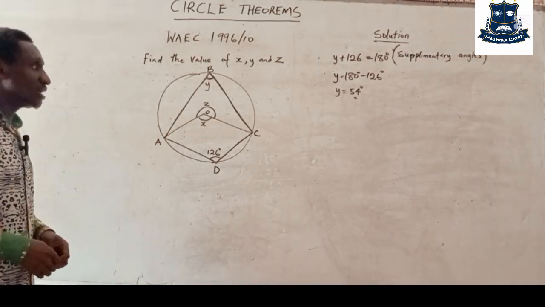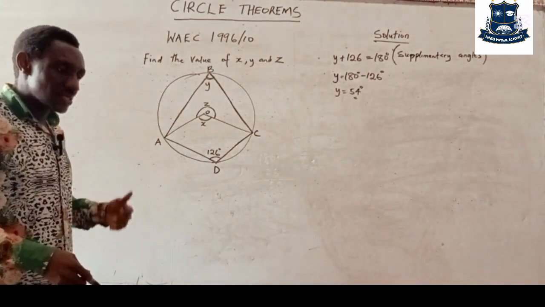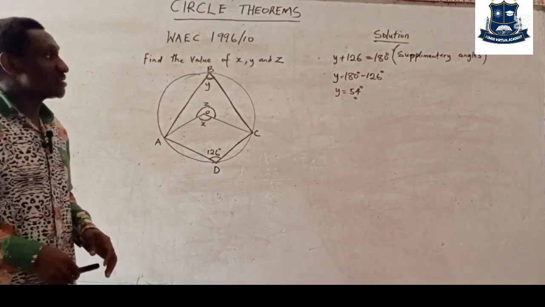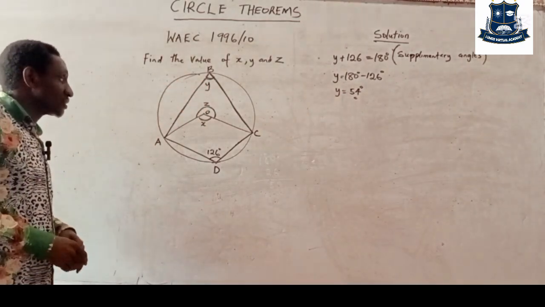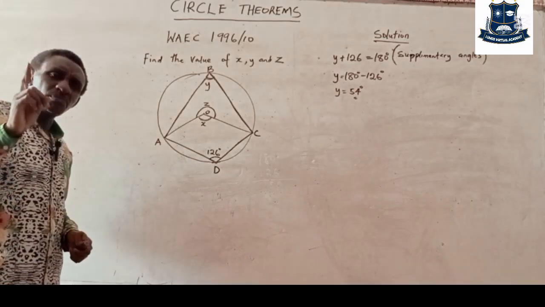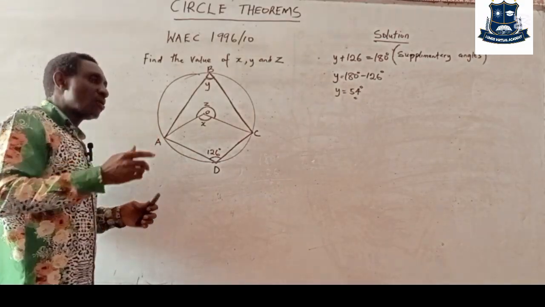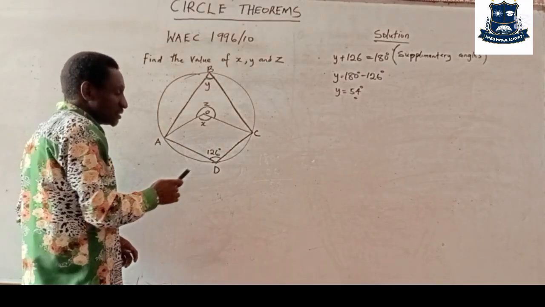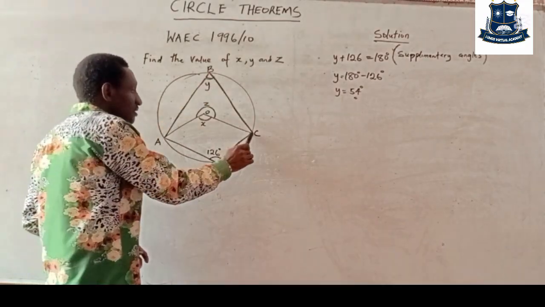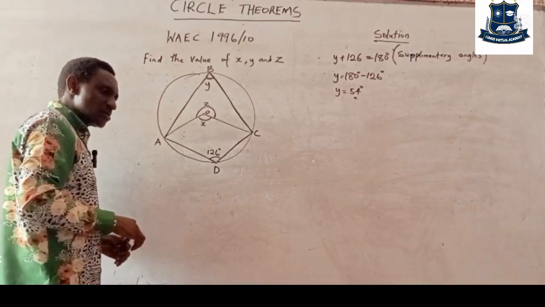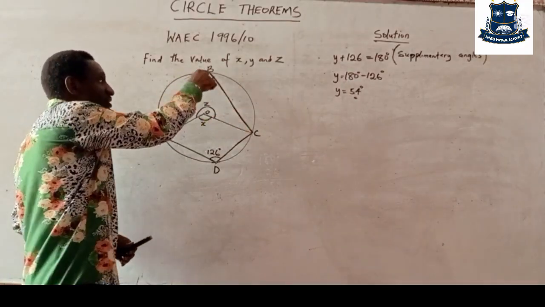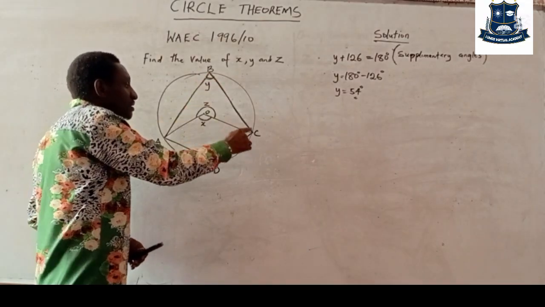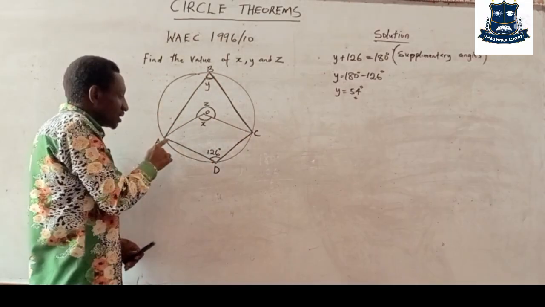Remember, we also have the law that says an angle at the center is twice that at the circumference. Now look at the chord. Please take note. A chord. I have chord AB here. I also have chord AD. AD is a chord. DC is a chord. BC is a chord. Remember, a chord is a line that starts from circumference to circumference, but it's not passing through the center. So BA is a chord. AD is a chord.